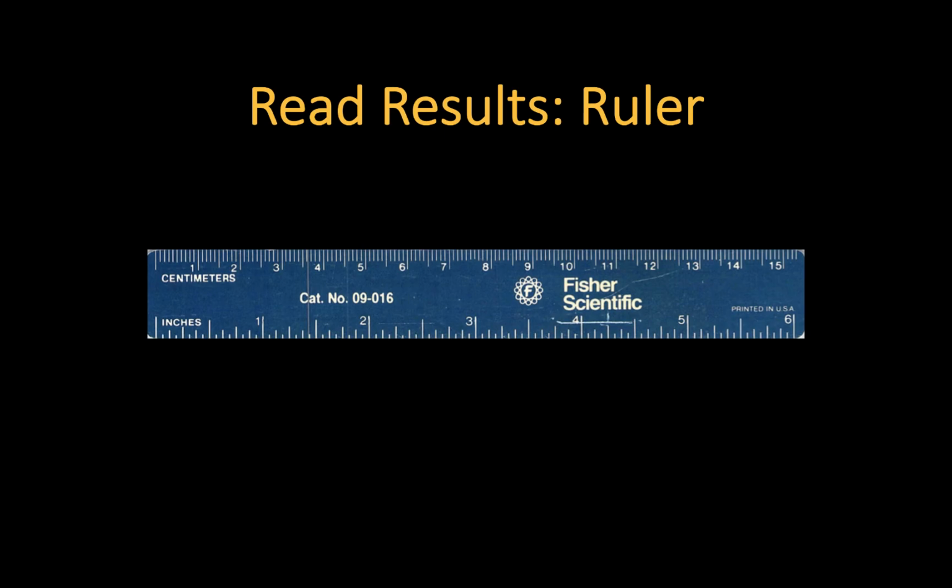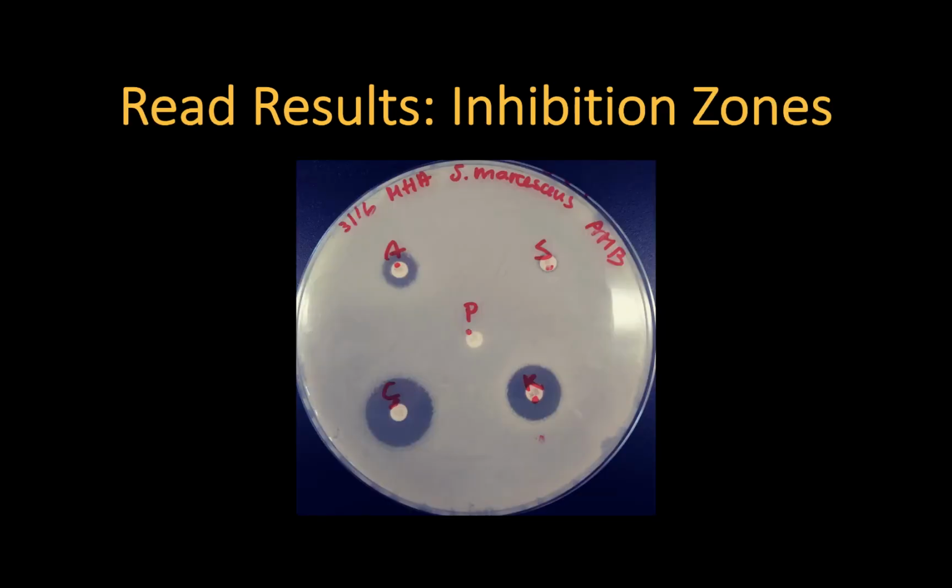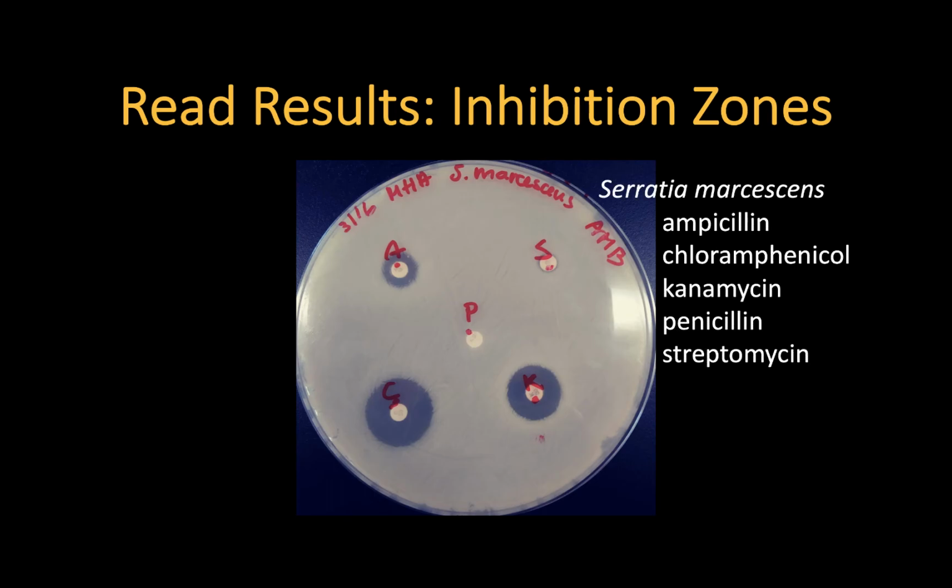In order to standardize the Kirby Bauer test, the diameter of the inhibition zone is measured. In our laboratory, we use this ruler to measure the diameter in millimeters. The distance between these two small lines is 1 millimeter. A centimeter equals 10 millimeters. In this example, 5 antibiotics were used: ampicillin, chloramphenicol, kanamycin, penicillin, and streptomycin.